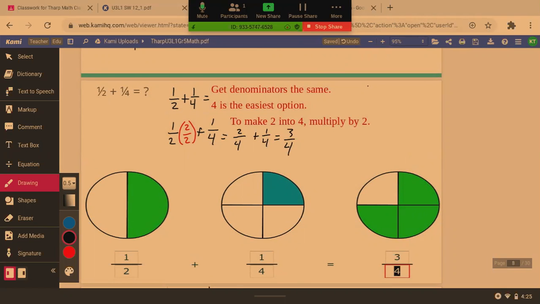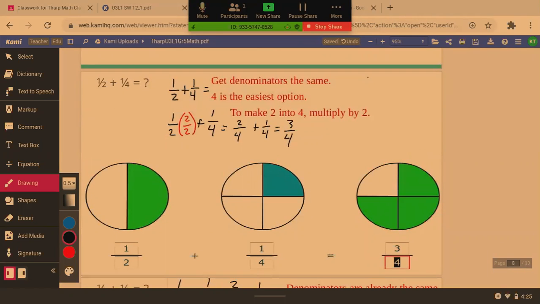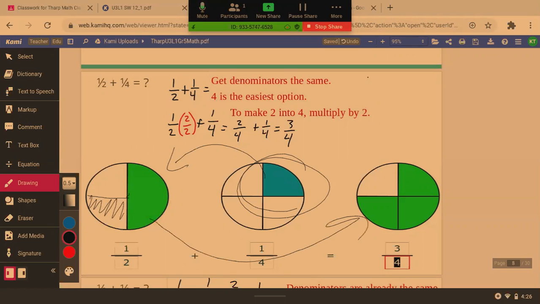We need to get the denominators the same. 4 is the easiest option, which is why we multiplied 1/2 by 2 over 2. That is manipulating the fraction so that we can get it to the same denominator. So look, here's 1/2. If I added 1/4 to this 1/2, we can see that in the picture right over there.